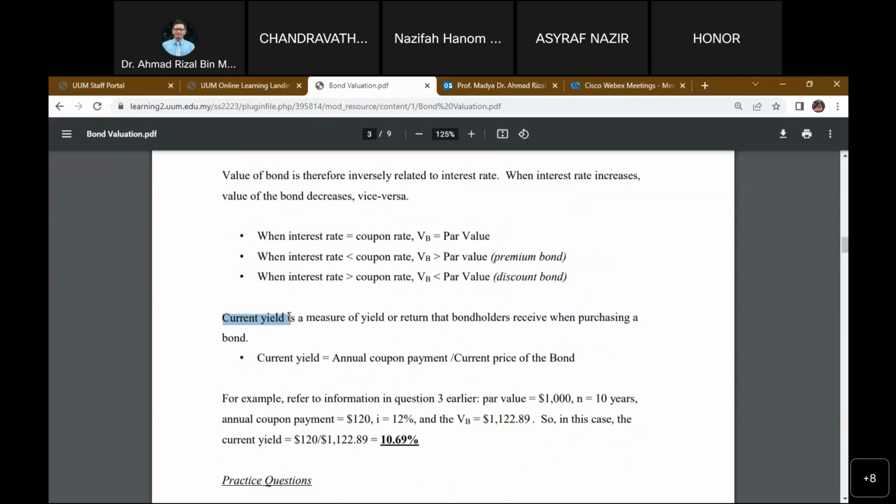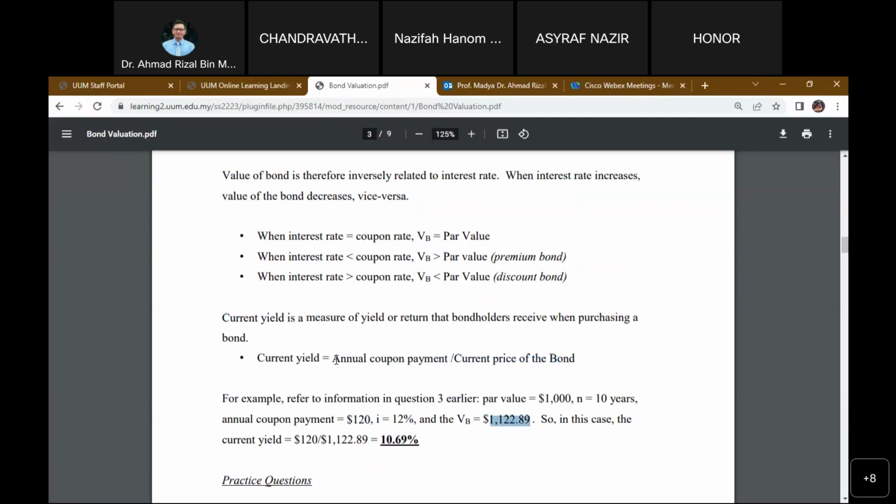Now, current yield is actually a simple measure that we calculate by taking the annual coupon payment divided by the current price of the bond. So in this case, let's look at question 3 earlier. There are two types of bond, right? Let's look at the one where the coupon payment is 120 and the value of the bond is 1122.89.